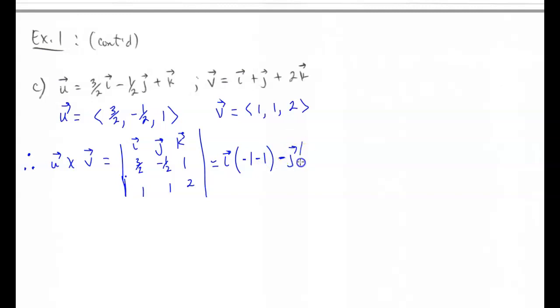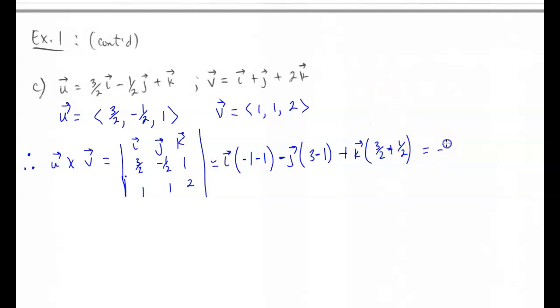Okay. And we do the same thing with j. Get rid of the corresponding column and row with j in it. And then we just look at what's left. 3/2 times 2 is 3, minus 1 times 1 is 1. And then plus k, get rid of the column and the row with k in it. And we look at what's left, and we just have 3/2 times 1, which is 3/2, minus 1 times a negative 1/2, which would be a negative 1/2, and a negative times a negative would be a positive.